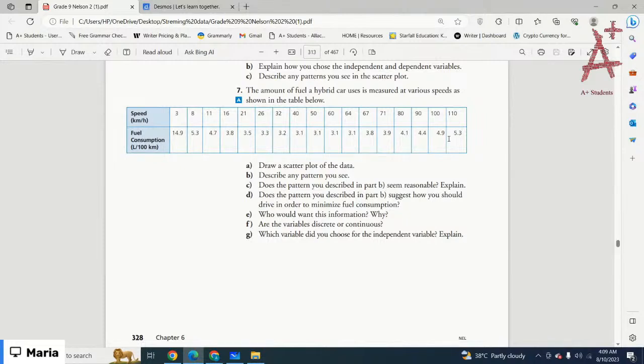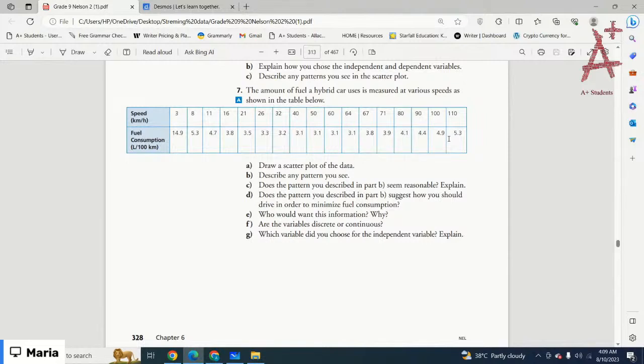Yes, because when you start a car, when it has a low speed, it has a low fuel consumption, right? So as the car needs to use more fuel in order to accelerate from a standstill. Then D is, does the pattern you described in part B suggest how you should drive in order to minimize fuel consumption?